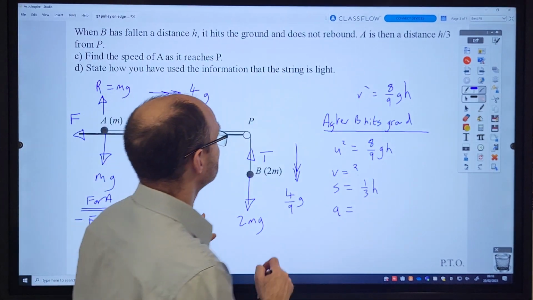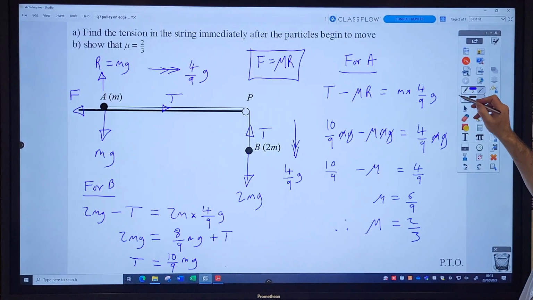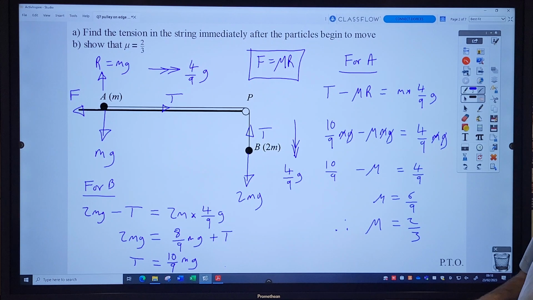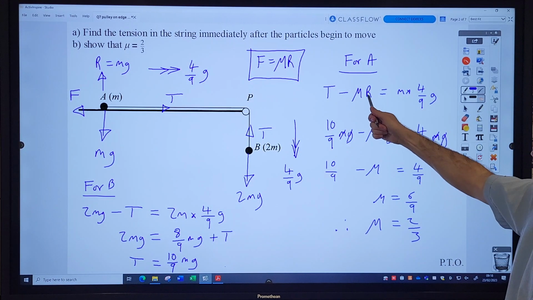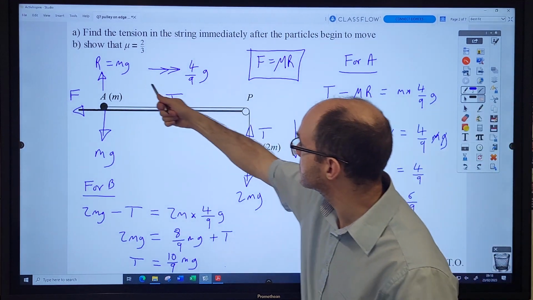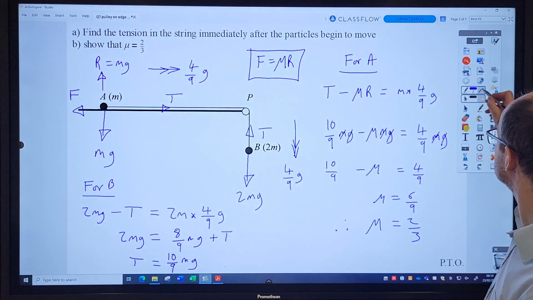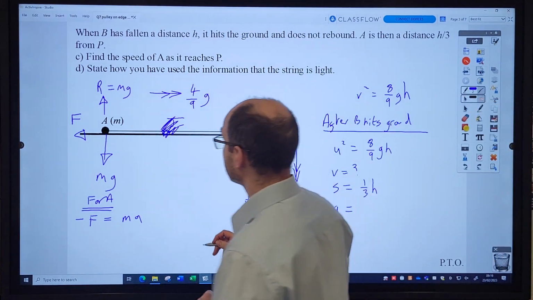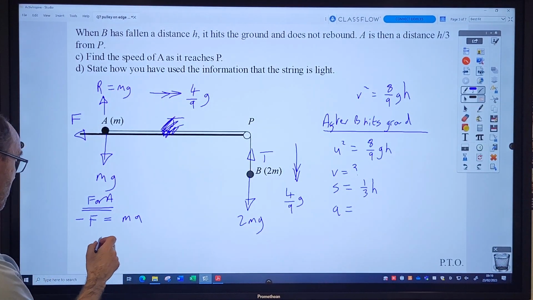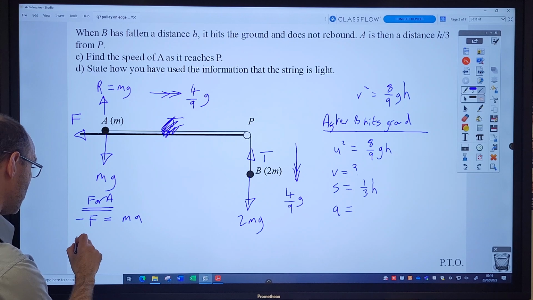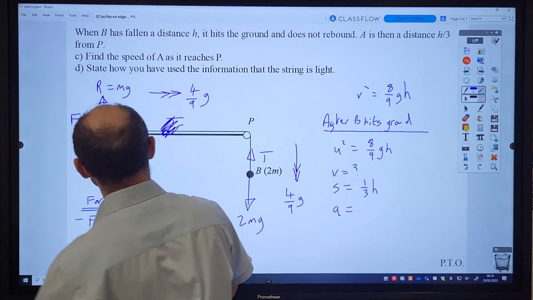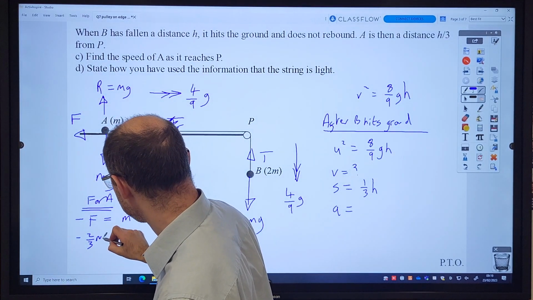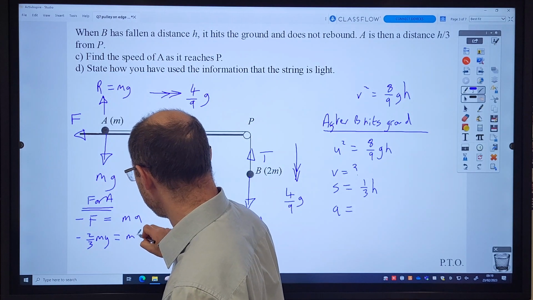We worked out what the frictional force is already. The frictional force is mu R, where R is equal to mg, and mu is equal to 2/3. Let's just write that down. So the frictional force was mu R, so negative 2/3 times by mg is equal to ma.